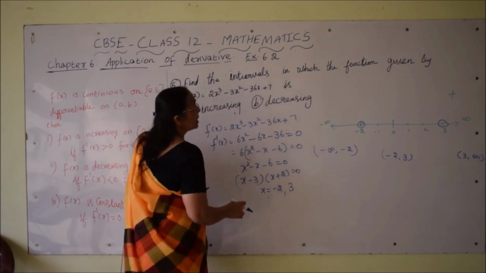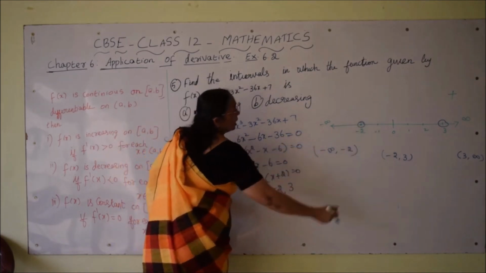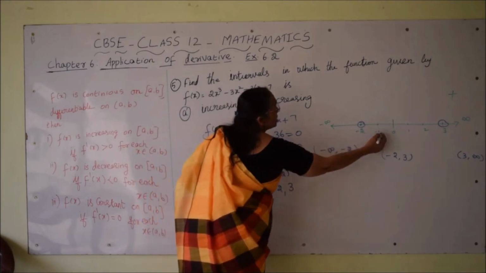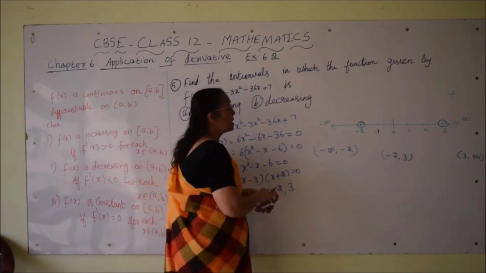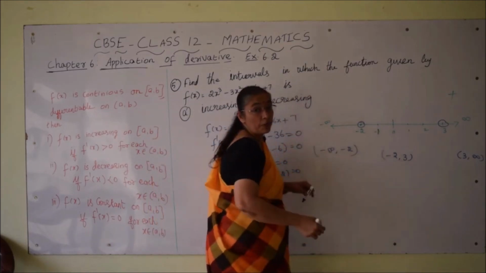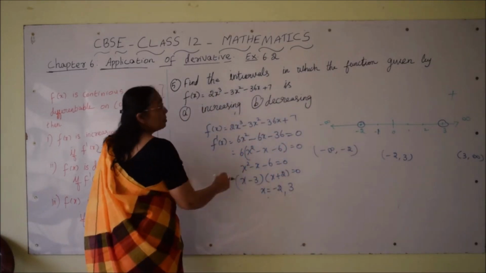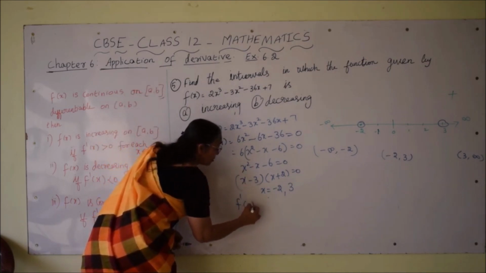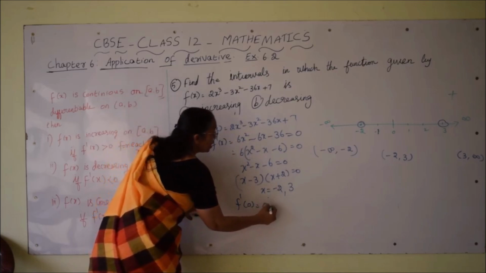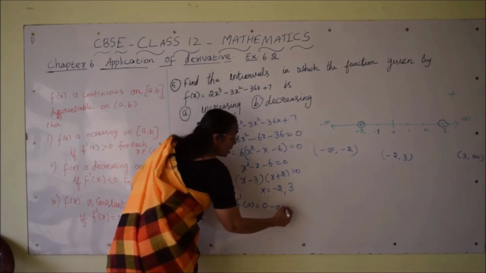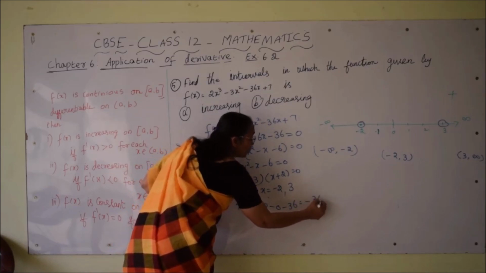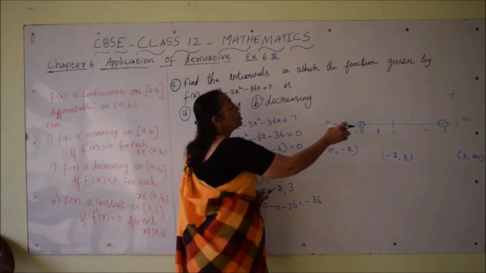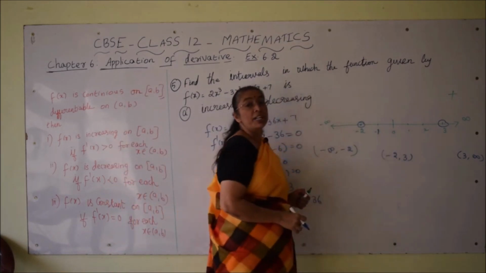Now let us see in which intervals the given function is increasing and in which it is decreasing. It is better we take the interval between minus 2 comma 3 because 0 is in this place. Whenever 0 is there in an interval, the simplification will be very easy. Now f dash of 0, let me substitute. 6 into 0 is 0, 6 into 0 again 0, minus 36. So f dash of 0 is negative. So in this interval the function is decreasing.